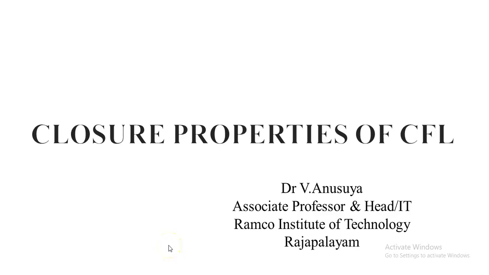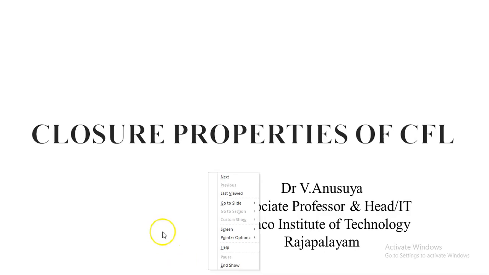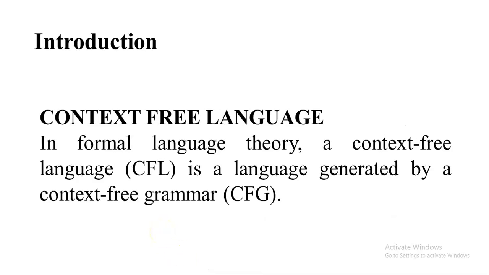Today we are going to see the closure properties of context-free languages. So there are 5 properties. Before that, we are going to see what a context-free language is. In formal language theory, a context-free language is a language that is generated by a context-free grammar.